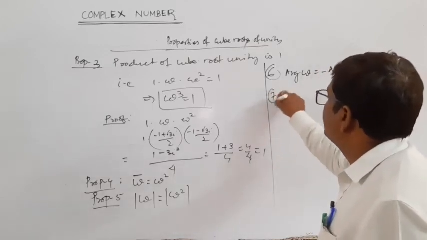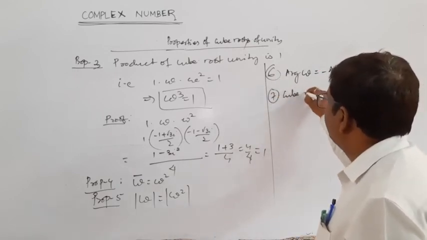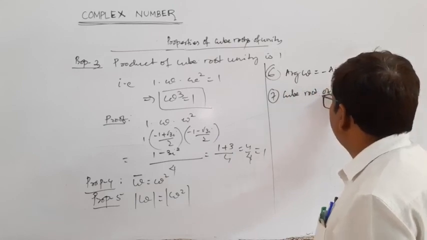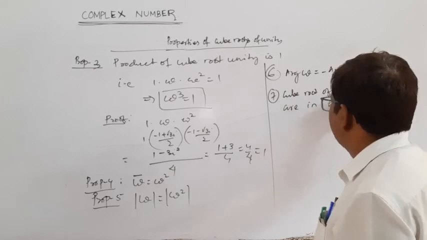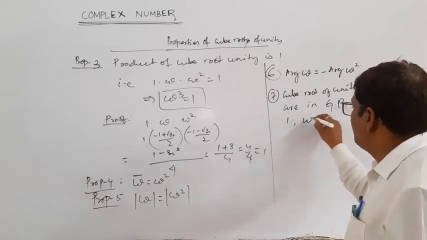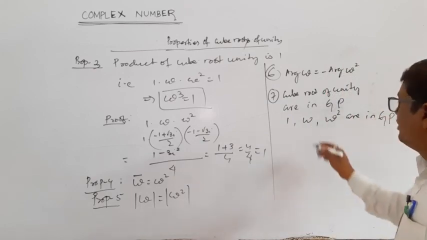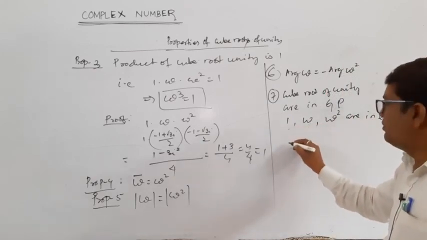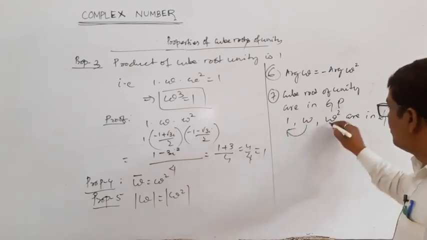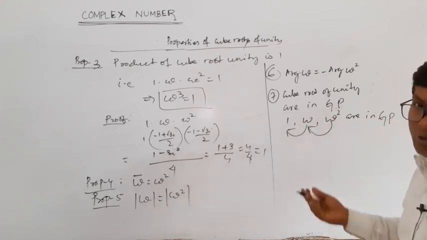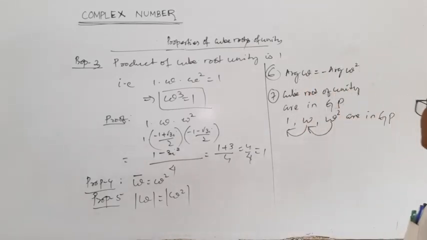Property 7: the cube roots of unity are in GP, geometric progression, that is 1, omega, omega square are in GP. What is GP? Second term by first term. Omega by 1 is equal to omega square by omega, which equals omega. If the ratio is the same, then the terms are in GP.